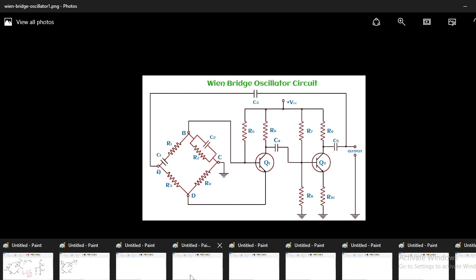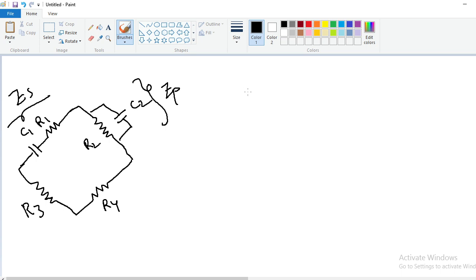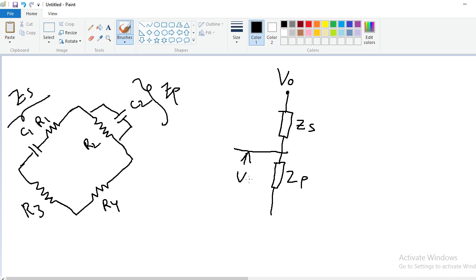I will redraw the circuit. This is the series combination and this is the parallel combination, ZS and ZP. Here the output voltage V0 is connected to ZS. The voltage across the parallel combination of R2 and C2 is VF, the feedback voltage. This is the basic logic.